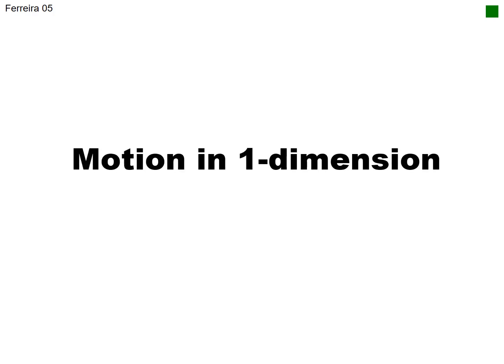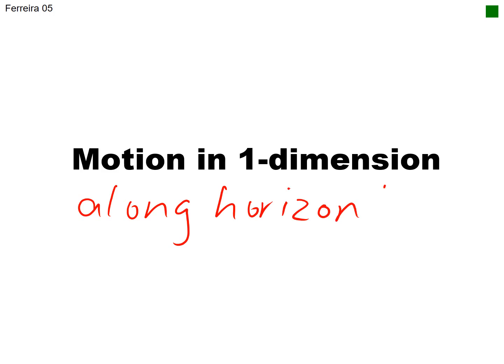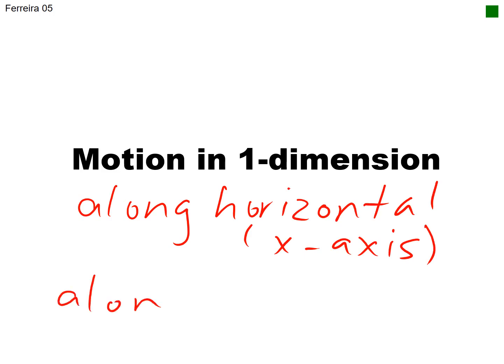All right, ladies and gentlemen, we are going to start our physics lessons by talking about motion in one dimension. So in one dimension, we will be talking about motion along the horizontal, which is going to be our x-axis. And then we are also going to talk about motion along the vertical. I think that's how you spell vertical, which is going to be along the y-axis.